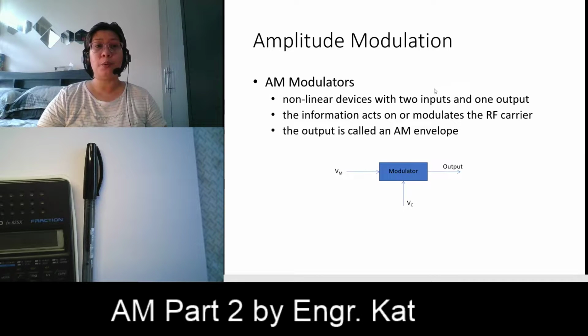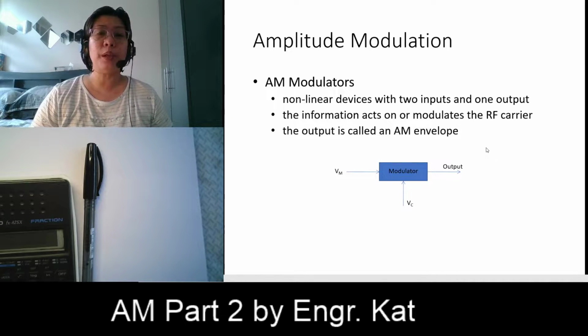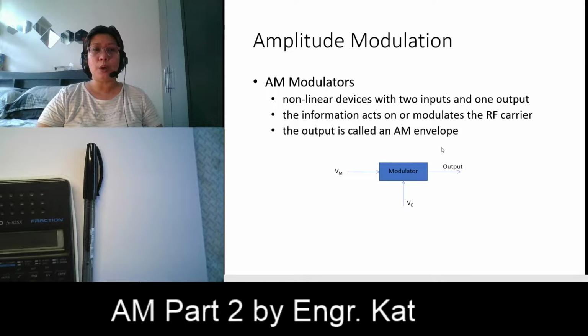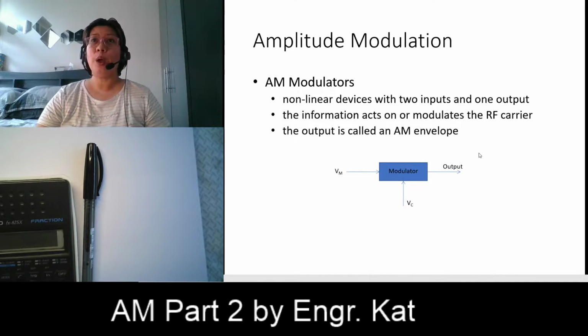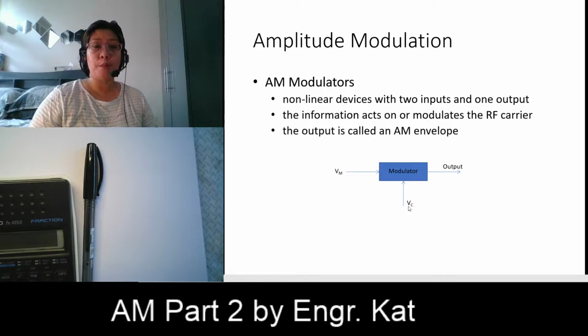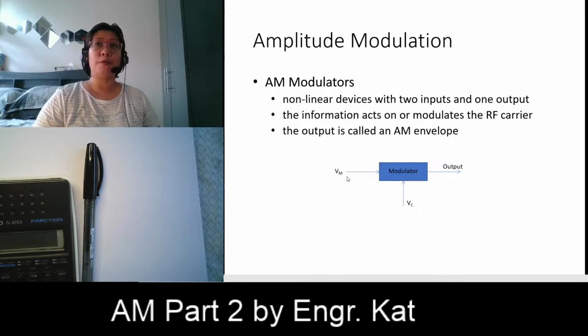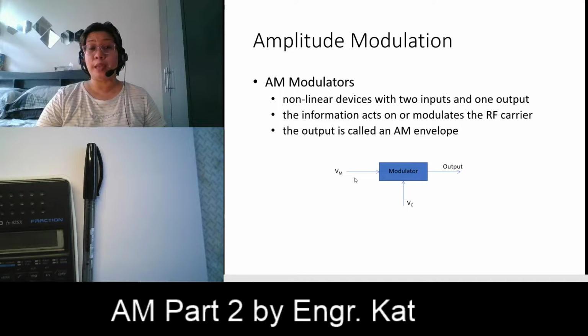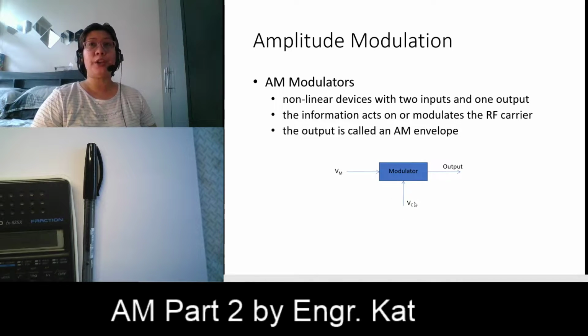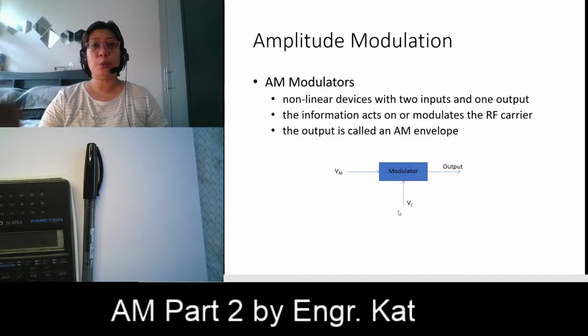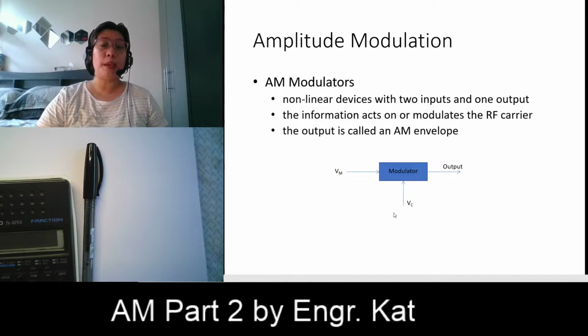we have here our AM modulator. Just a brief review from our previous video. An AM modulator is a nonlinear device which has two inputs and one output. What are those two inputs? Our two inputs are the carrier waveform or carrier signal, and our modulating signal. Usually our modulating signal is in the form of audio, video or data, while our carrier signal is a sinusoidal waveform, typically produced by an oscillator.